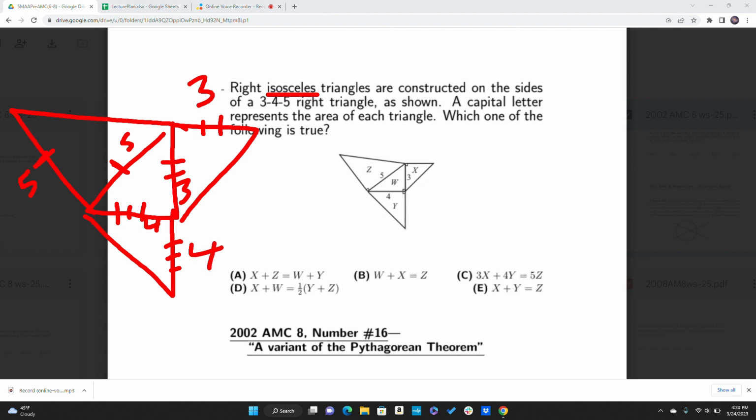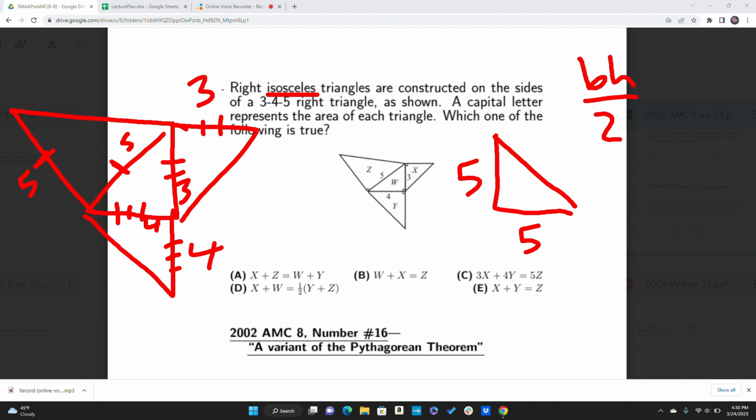And now that we have a base and a height for all of our triangles, we can actually find all of the triangles' area, right? Let's start with Z. We know Z has base 5 and height 5. So what's its area going to be? The area of a triangle is base times height over 2. So 5 times 5 over 2, that's 25 over 2 for Z. What about X? We know that X has side length 3 and another side length 3. 3 times 3 is 9 over 2. 9 over 2 is X's area.